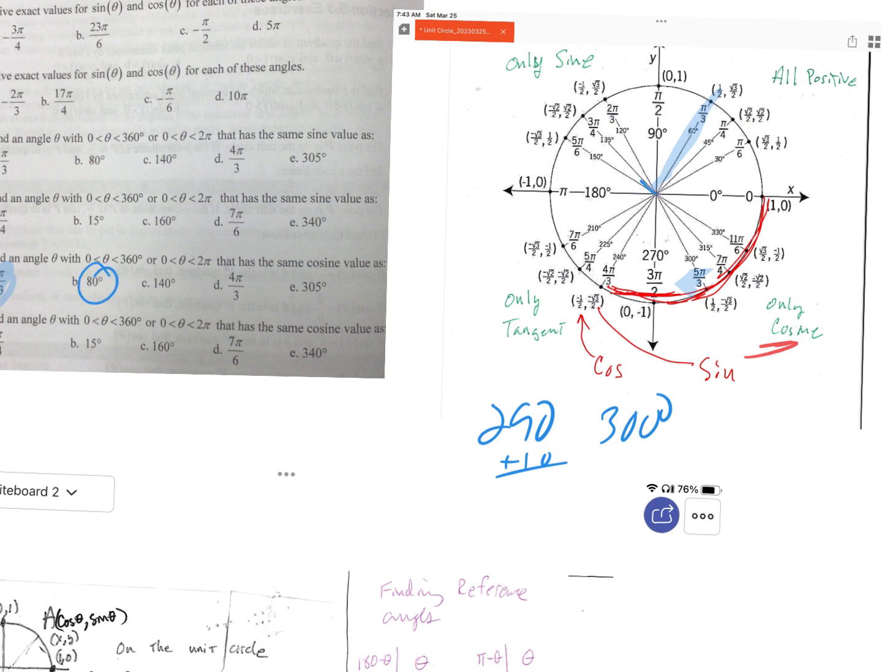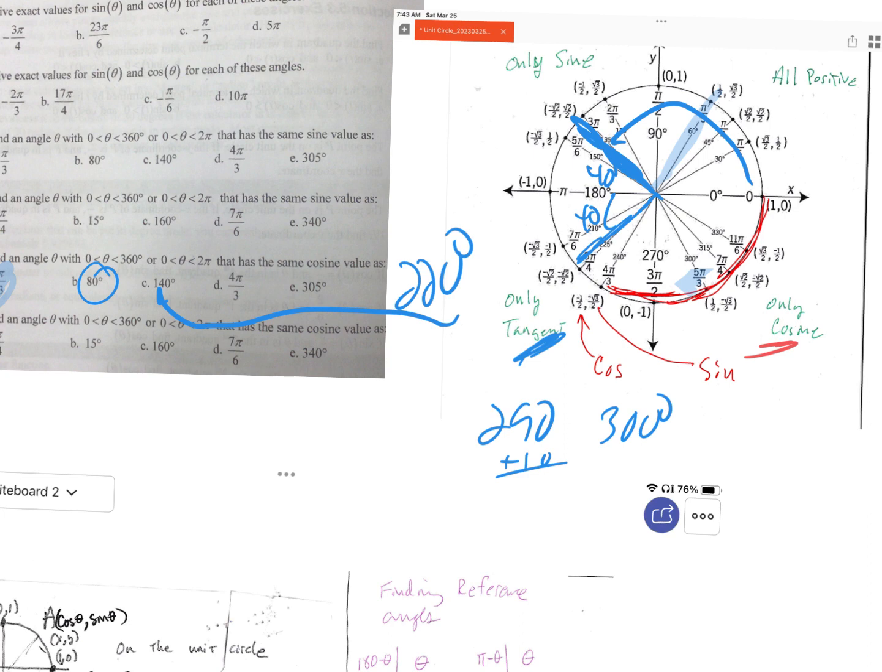140, so 140 degrees is over here. The cosine's negative. If this is 140, this is 40 degrees. So where's the cosine negative besides in quadrant 2? Here, down in quadrant 3. So I'm going to come down 40 degrees. That's going to be 180 plus 40, so that's 220 degrees. It will have the same cosine as that.